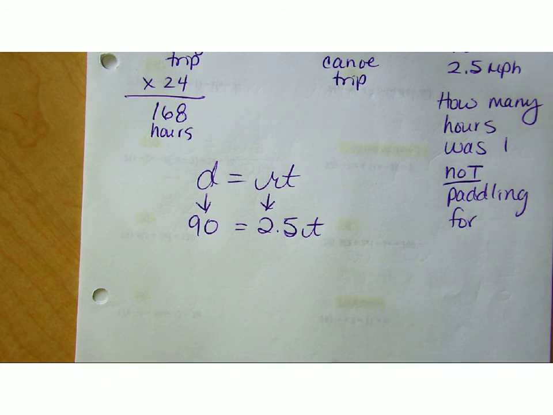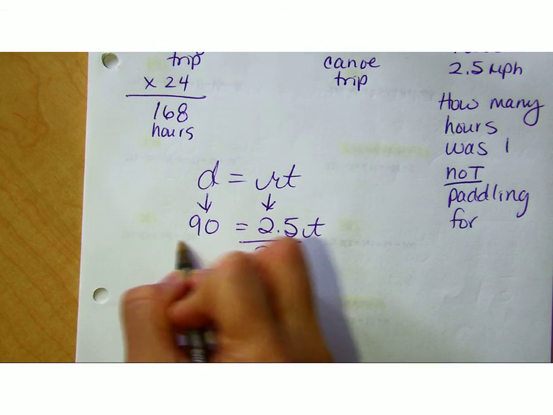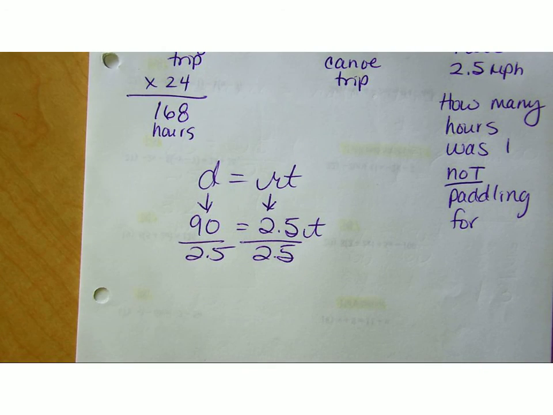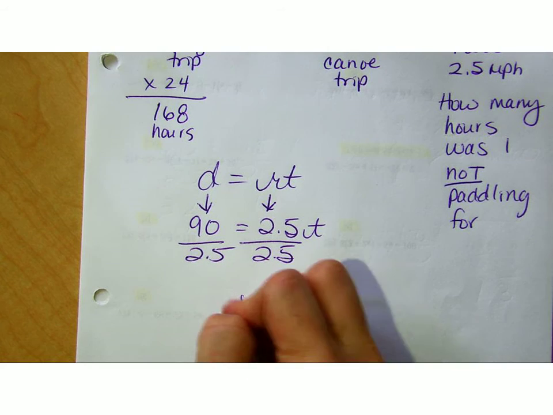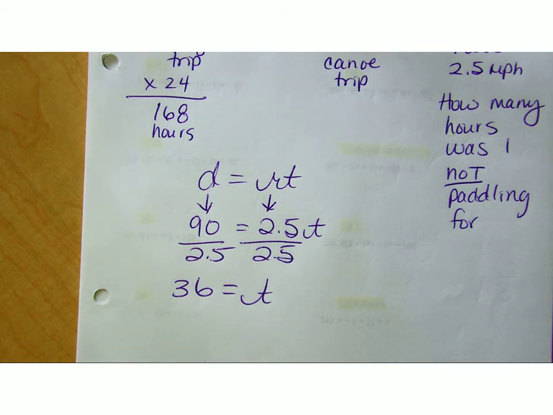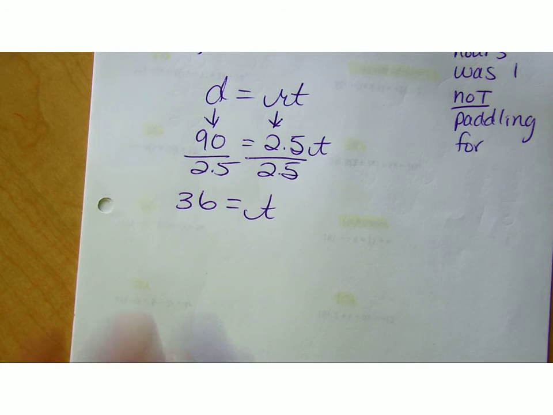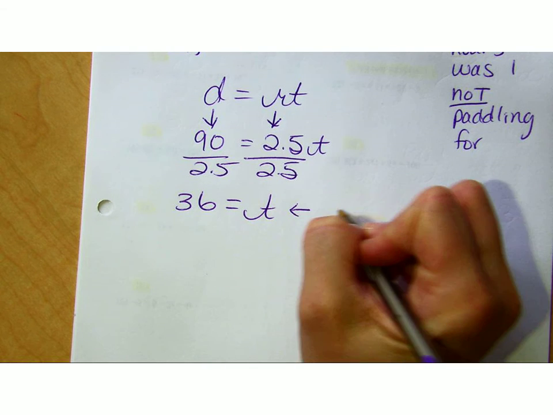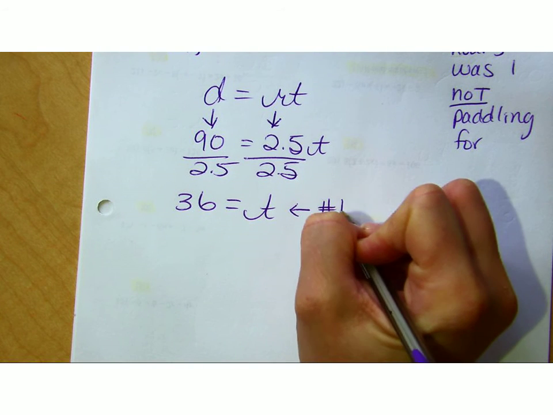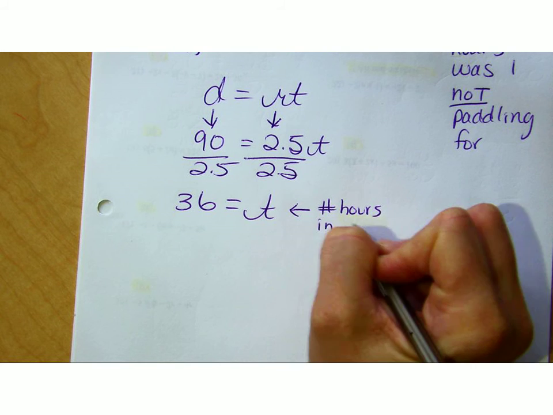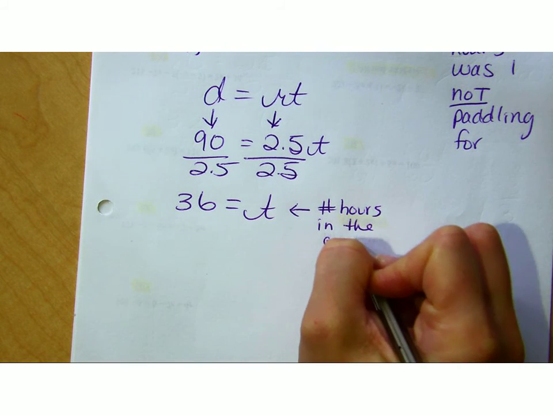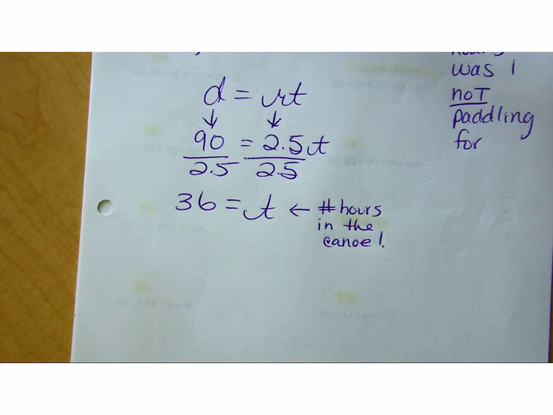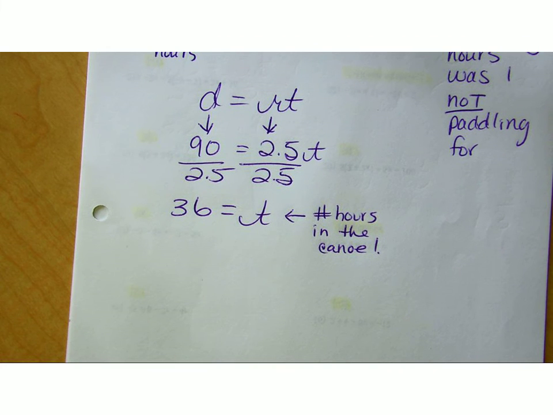Let's do that. Let's solve for T. Let's figure out how many hours I was in that canoe for. Out of a 168-hour trip, I spent 36, a day and a half, in that canoe. So I want you to point to that, and that's the number of hours I was in the canoe paddling for. I'm not done though, because it didn't ask how many hours was I paddling for. It said, how many were you not?